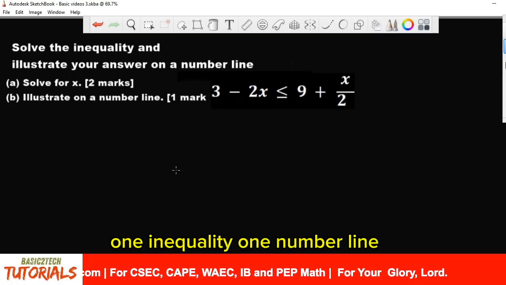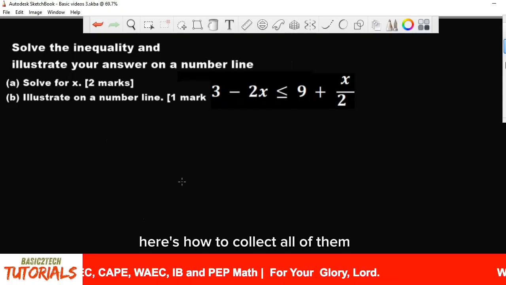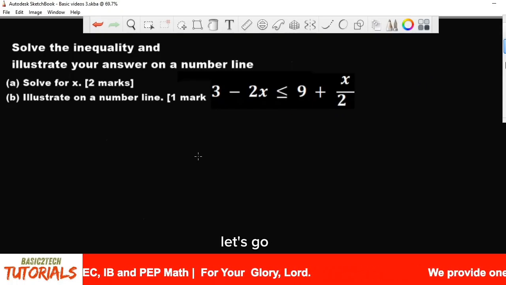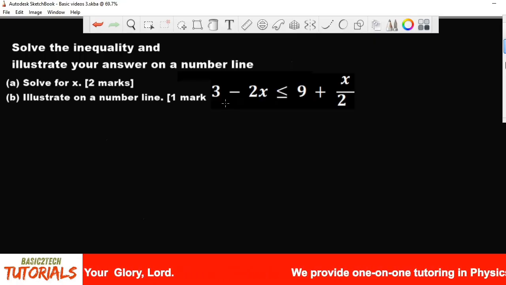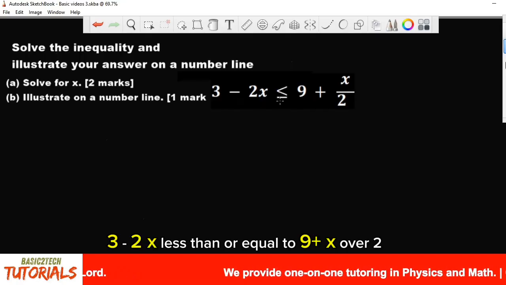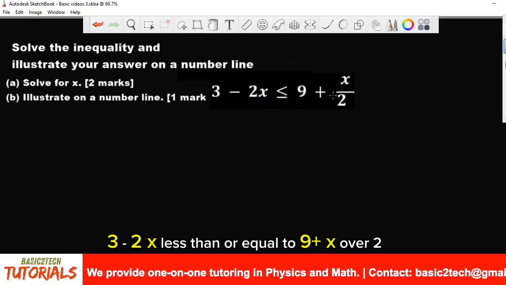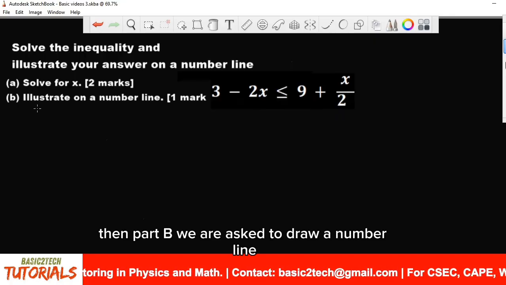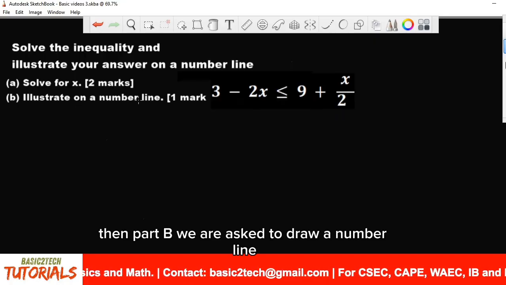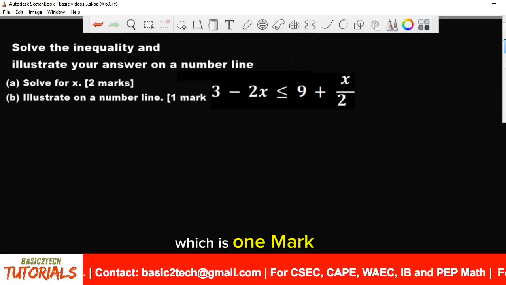One inequality, one number line. Here's how to collect all of them. Let's go. The question says solve for x: 3 minus 2x is less than or equal to 9 plus x over 2. Then part B, we're asked to draw a number line, which is 1 mark.